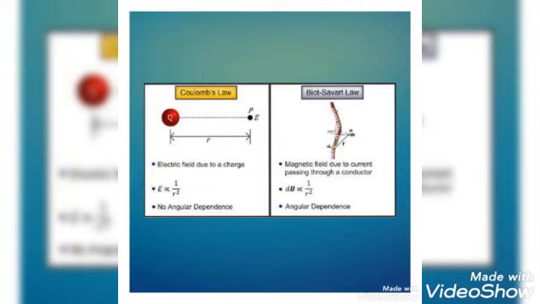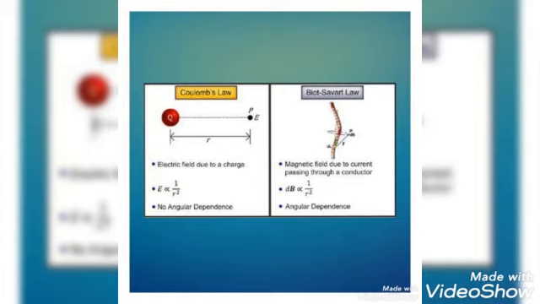Difference between Coulomb's law and Biot-Savart's law. The first point is electric field due to a charge. Here charge is a scalar source. In Biot-Savart's law, magnetic field due to current passing through a conductor. Here the current element is vector source.